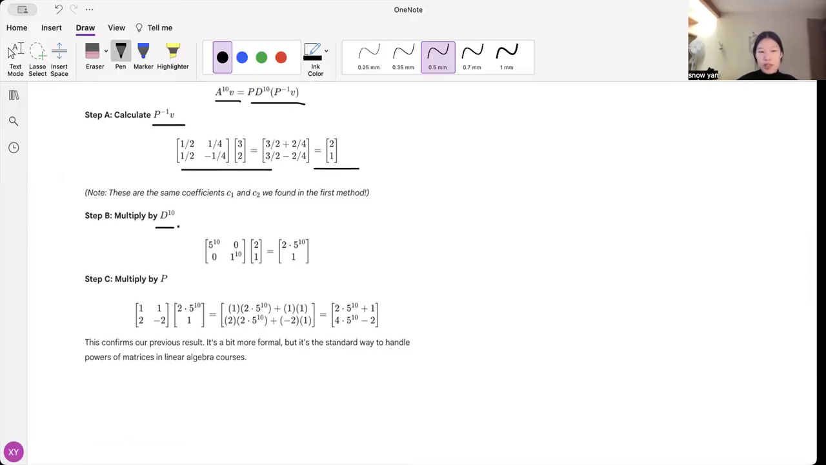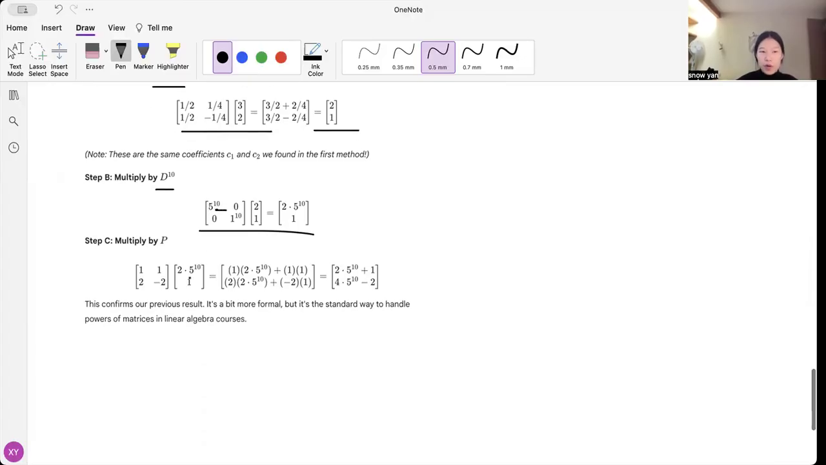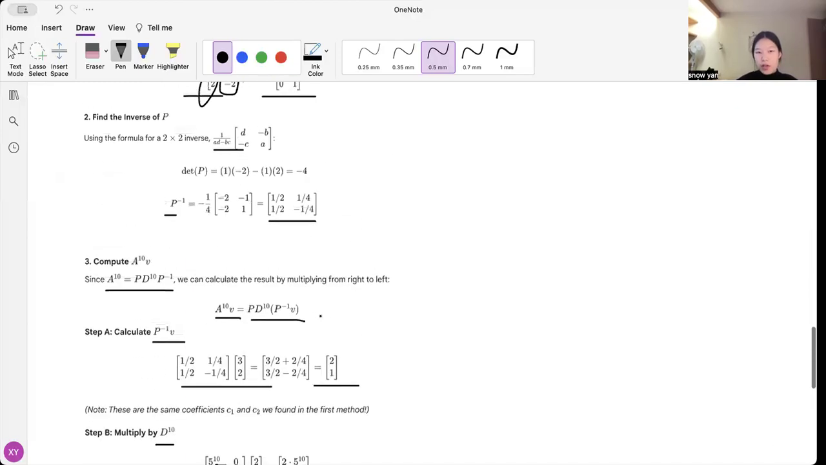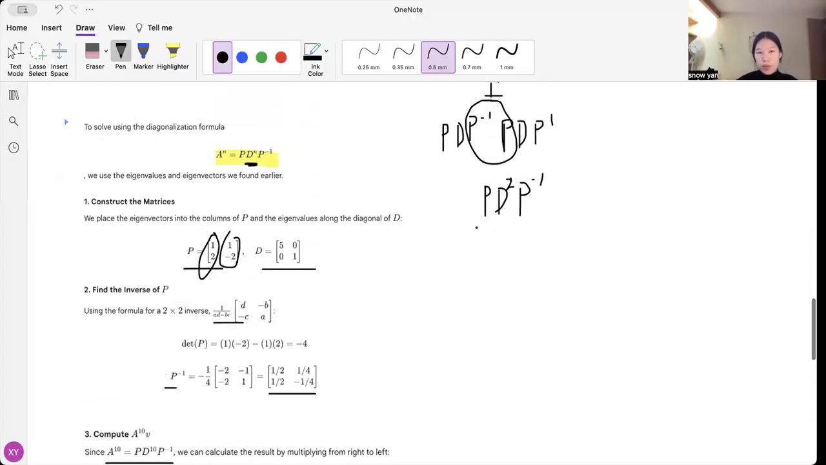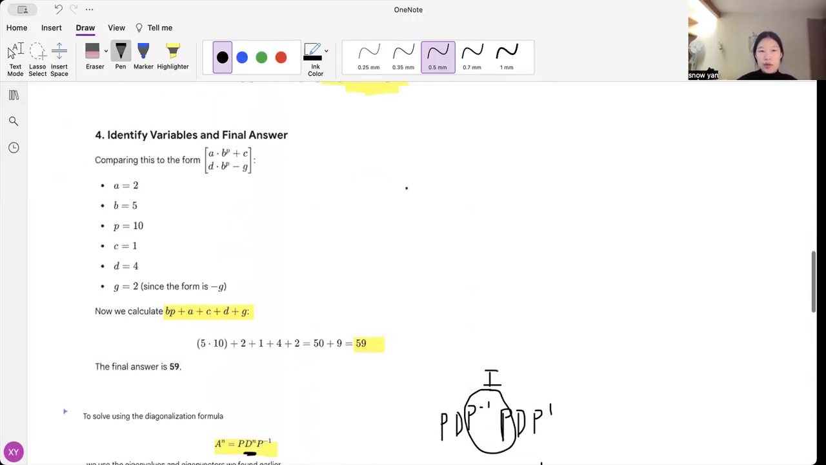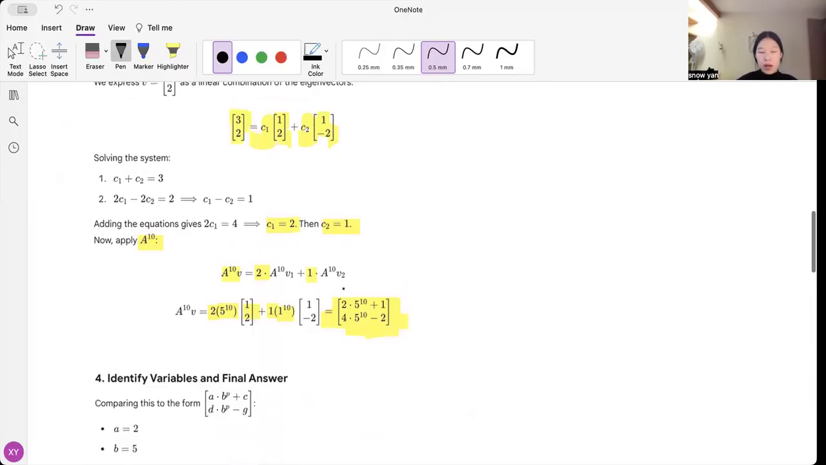Multiply by D to the 10th. Because it's a diagonal matrix, it's so much simpler. We just straight do the exponent on the top. Relatively straightforward. And then we can just multiply it by P and we get our final thing. I think this way makes more sense with the matrices, but I would say the other approach is relatively simpler in calculation. Okay, that's enough today.